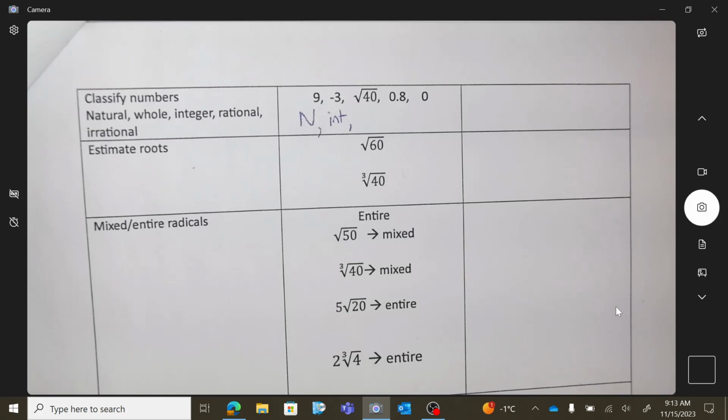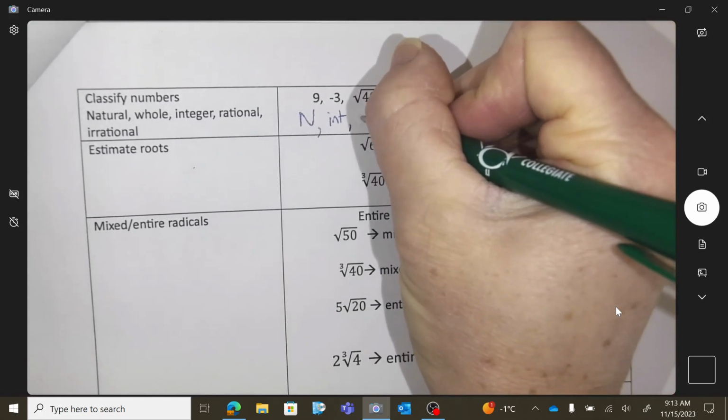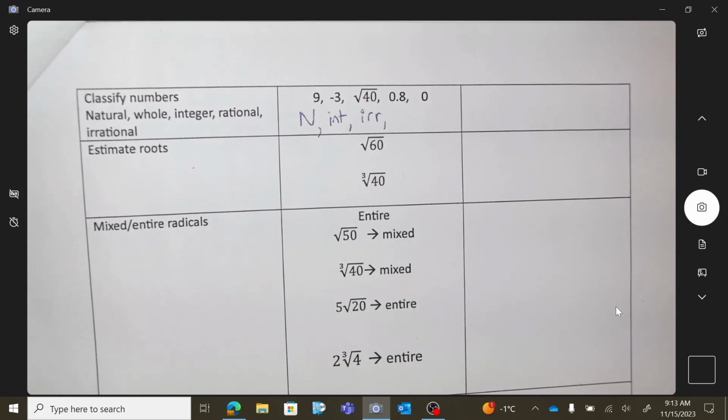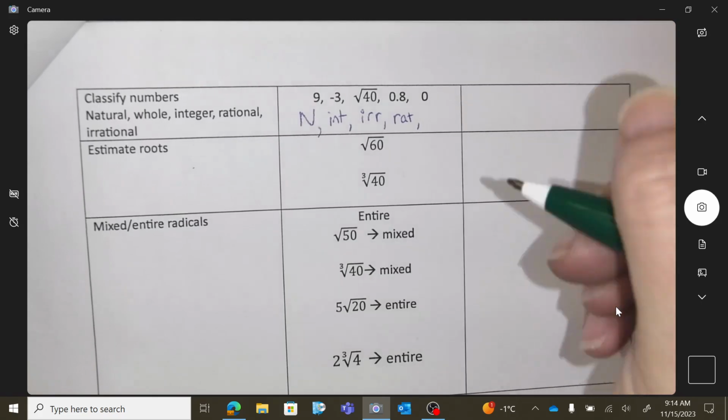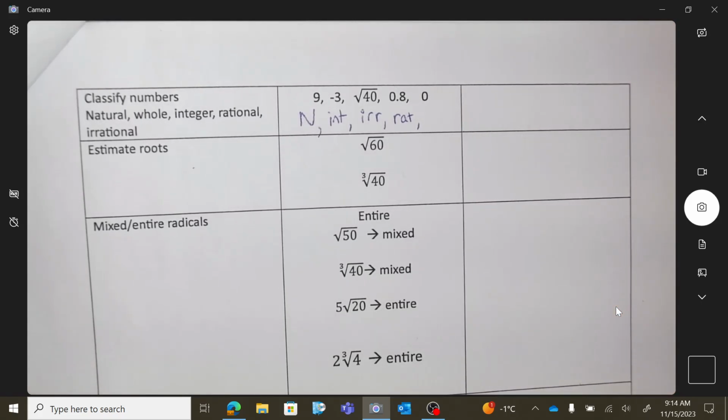The square root of 40, I'm trying to think, does that square root perfectly? No. So if it doesn't square root perfectly, that means it's a decimal that just goes and goes and goes. So that would be irrational. A decimal that just stopped, that is rational. And 0 is the only one that ever is called a whole number. And I always remember it.